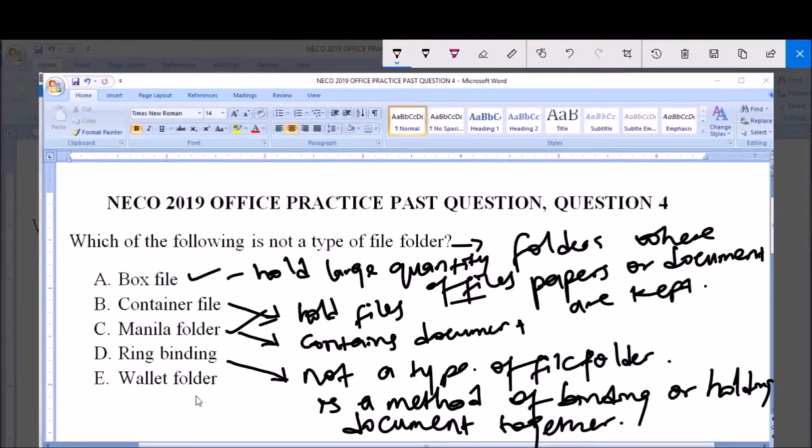Then E here says wallet folder. Yes, wallet folder is a type of file folder, and this wallet folder is also known as the plastic folder, and it's mostly used to hold A4 documents, A4 files. Now the question says which of the following is not a type of file folder, and that is option D, ring binding. Ring binding is not a type of file folder. It is a method of holding or binding documents together.